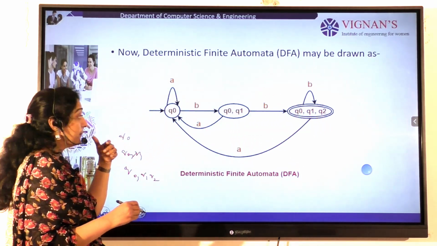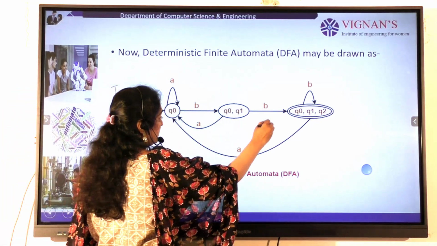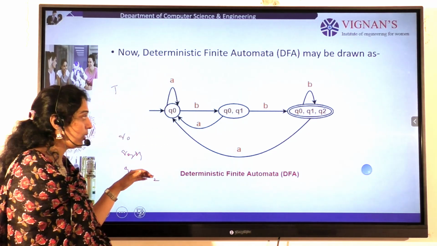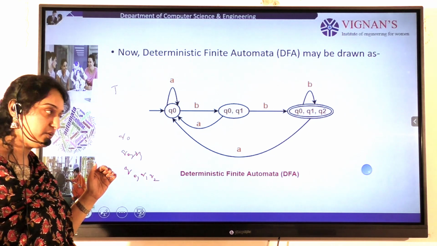So this is how, by considering the transition table T, we draw the transitions. This is how we convert non-deterministic finite automata to deterministic finite automata.